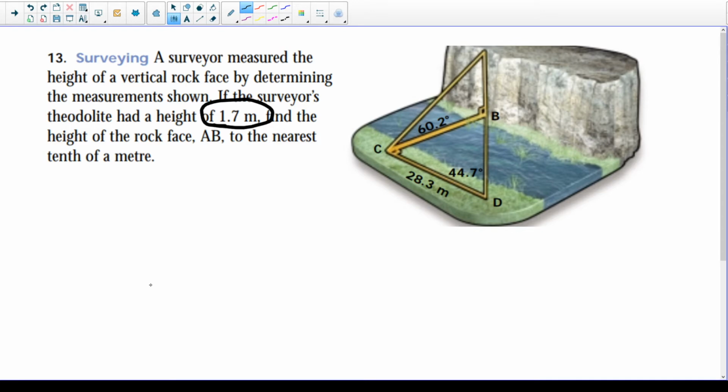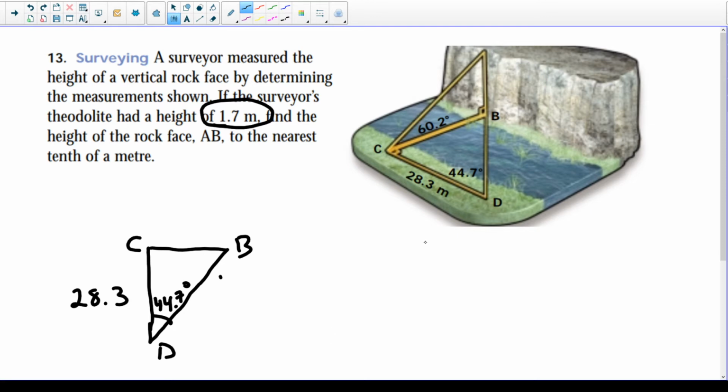So we have two triangles. We have triangle CBD, or BCD, whatever, and I'm actually going to draw it as a right angle triangle. So C, B, D. This is the angle 44.7, and this is the length 28.3.